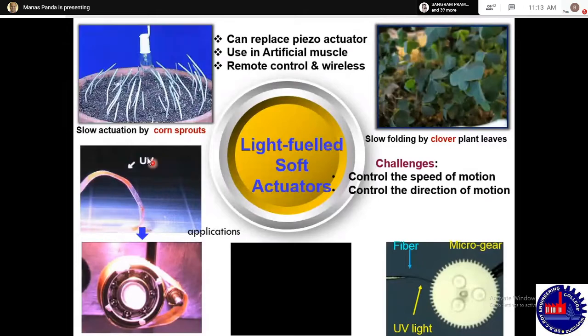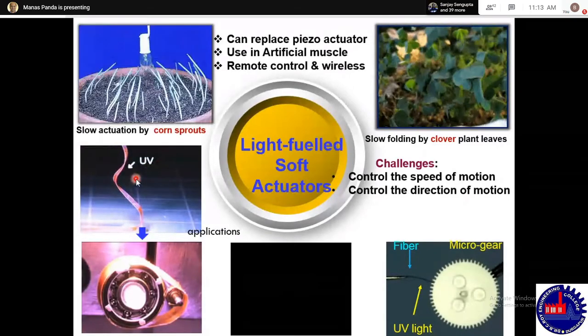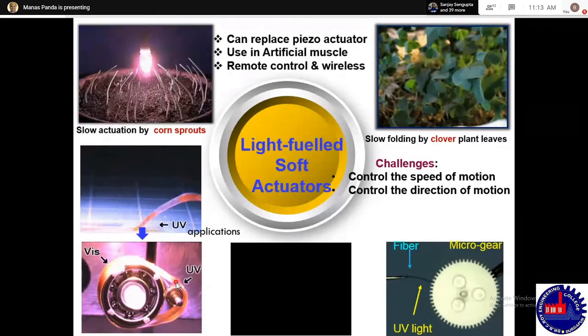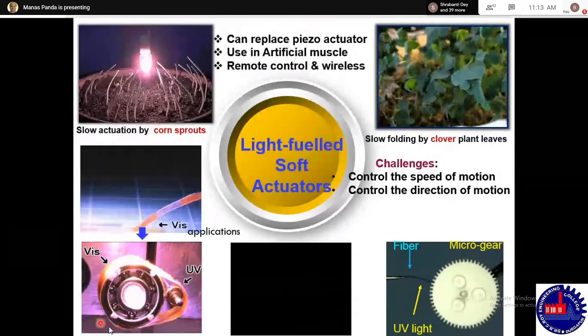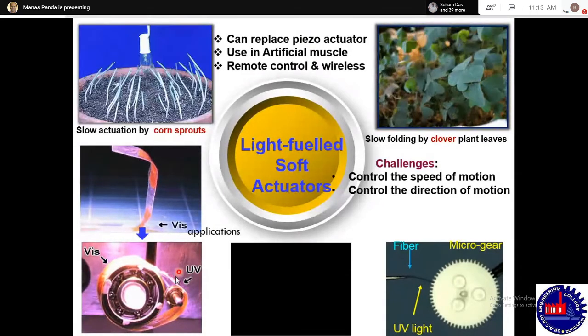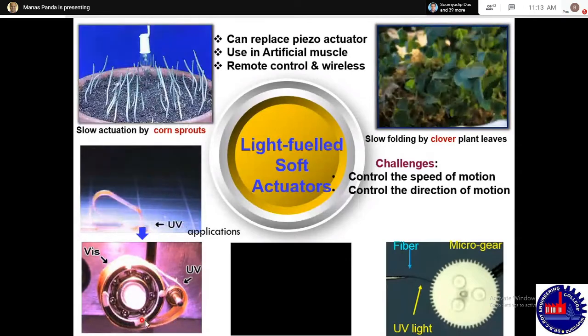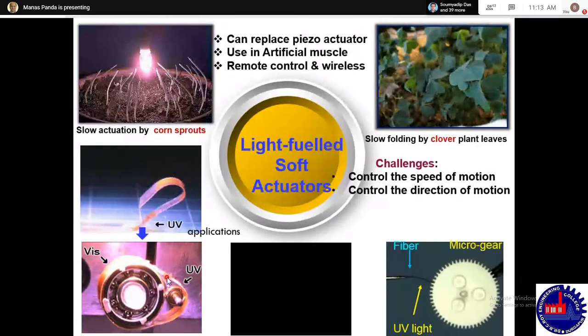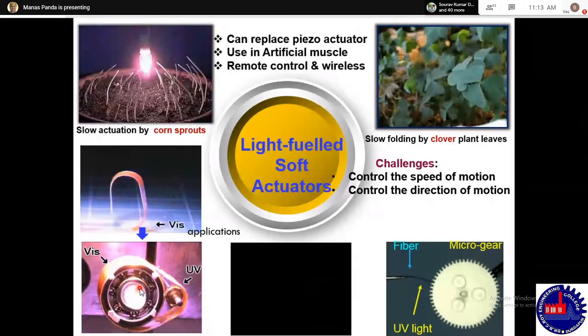You can see over here how it responds to UV light and visible light, and based on that, they have developed a light-driven motor. This motor does not need oil or any kind of electricity. You just irradiate light on the belt, which is made of photoactive polymer, and it will start rotating. This was recently reported in 2009 in a different paper.